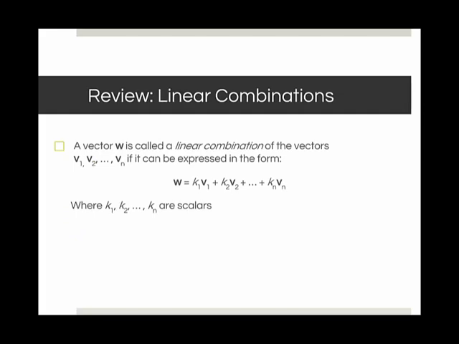Now let's do a quick review of some things from linear algebra, first being linear combinations. Remember, a vector W is called a linear combination of the vectors v1, v2, all the way through vn if it can be expressed in the form W equals k1 times v1 plus k2 times v2 plus on and on up to kn times vn, where k1, k2 all the way on through kn are scalars.